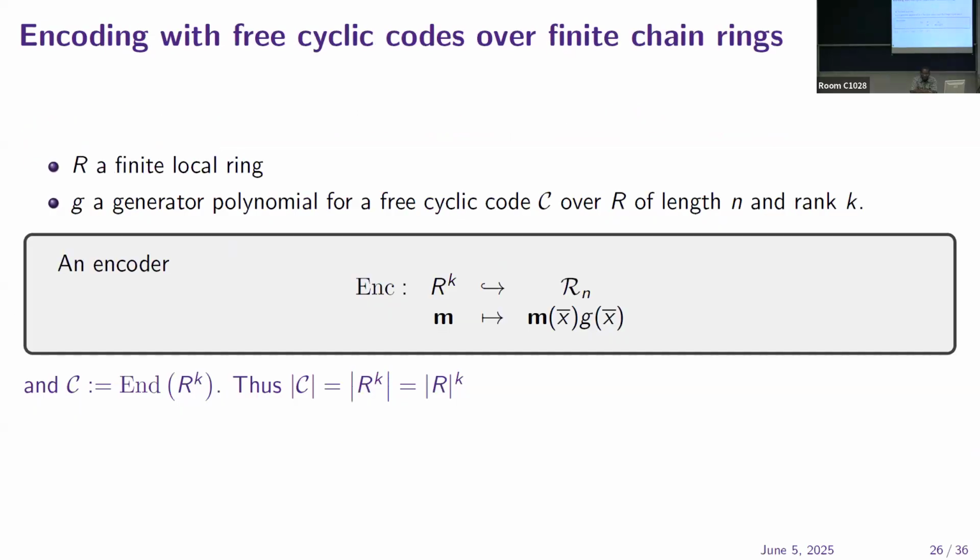Encoding with a free cyclic code over a finite chain ring. In this case, we can replace the finite chain ring by a finite local ring. The result obtained is satisfied. Okay.